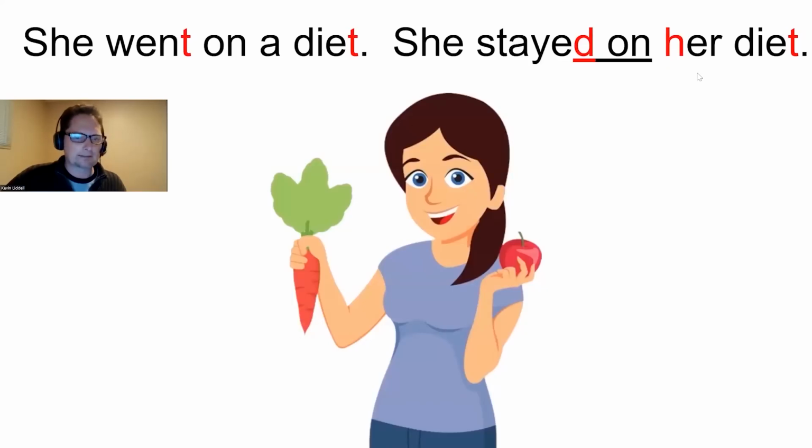Let's practice. Did she go on a diet? That's right. She went on a diet. And did she go off her diet or did she stay on her diet? That's right. She stayed on her diet.